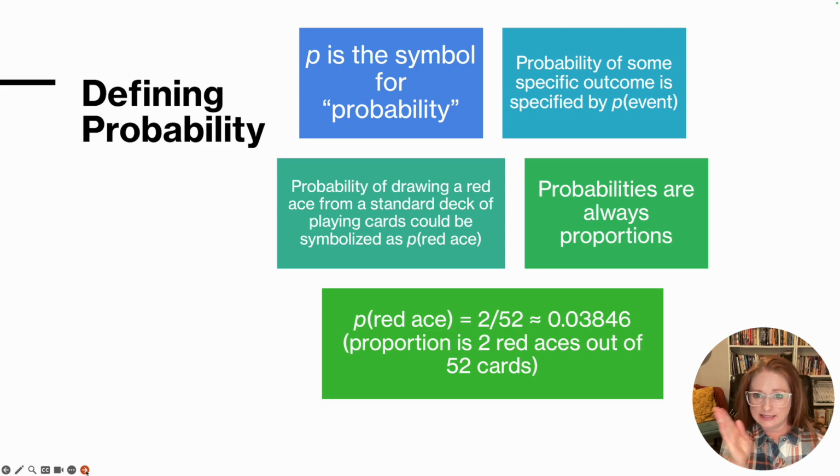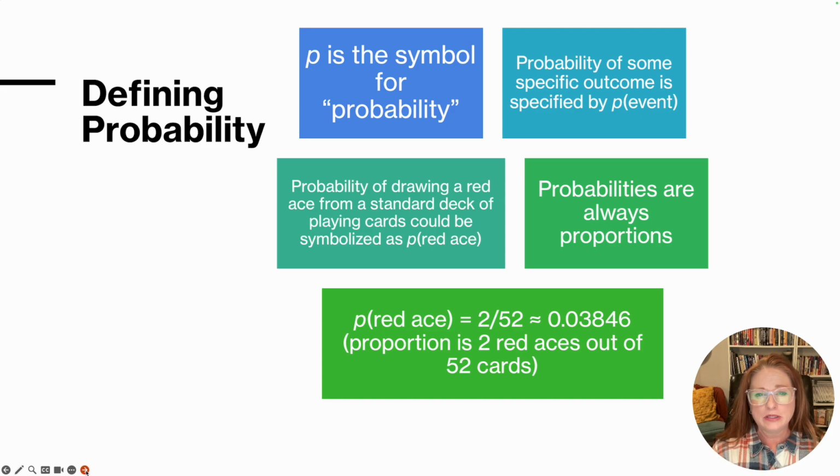P, or a little slanty p, is a symbol for probability in statistics. The probability of some specific outcome is written as P, and then in brackets, the event. So what's the probability of whatever event you're looking for?